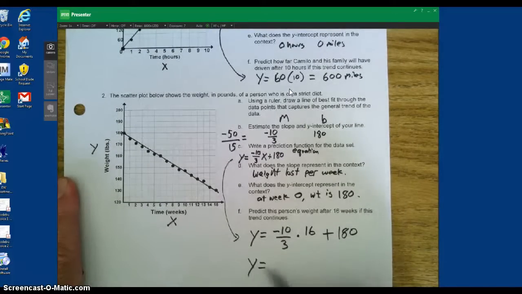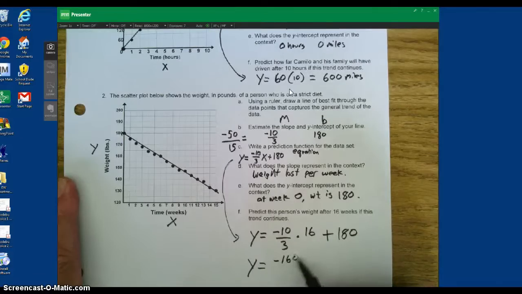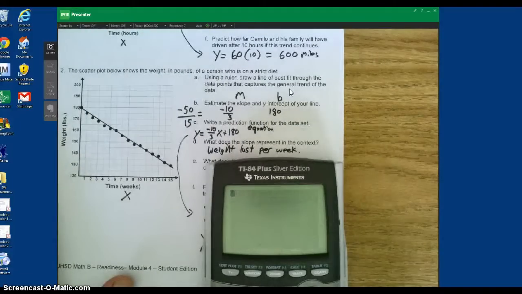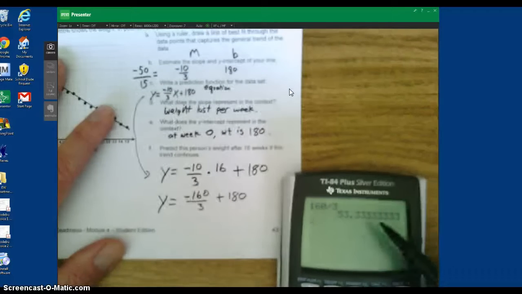So go ahead and simplify this, but you really shouldn't need to. What's 10 times 16? Isn't that negative 160 over 3 plus 180? Now let's see if 160 is divisible by 3. 160 divided by 3. It's not going to be. It's going to be a decimal. But let's write that decimal. Let's actually just use that number, 53.3 repeating.